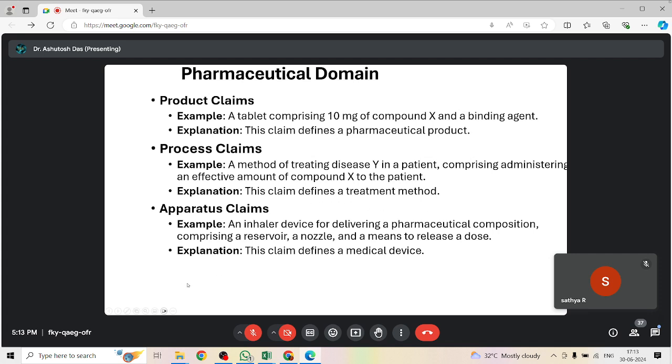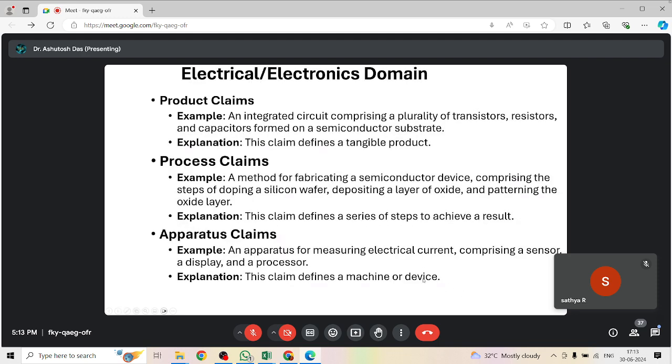Different treatment methods. An inhaler device for delivering a pharmaceutical composition, comprising a reservoir, a nozzle, and a means to release the drug. It is a medical device. And here also, in each case, you can expand the details of the independent claims.